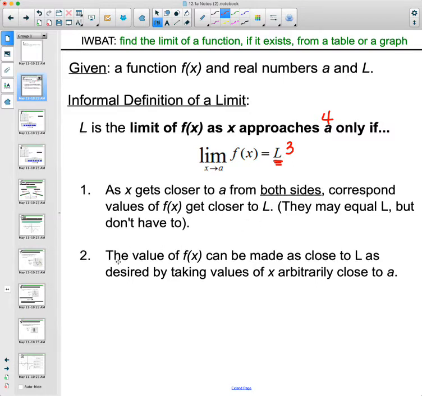And the value of f of x can be made as close to L as desired by taking numbers closer and closer to a. So if I wanted to get even closer, to 2.99999, that's fine. We just would have to find a number very close to 4 to plug in, and that number exists. So what does that actually mean for you trying to do some limits?